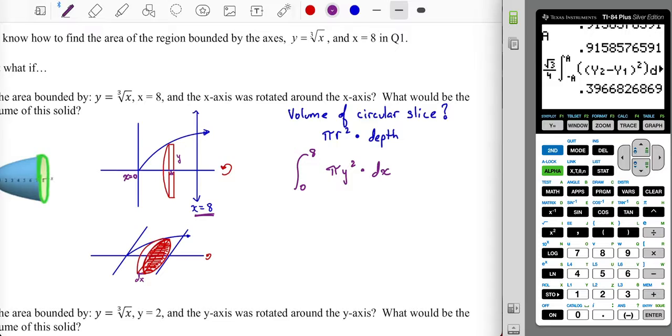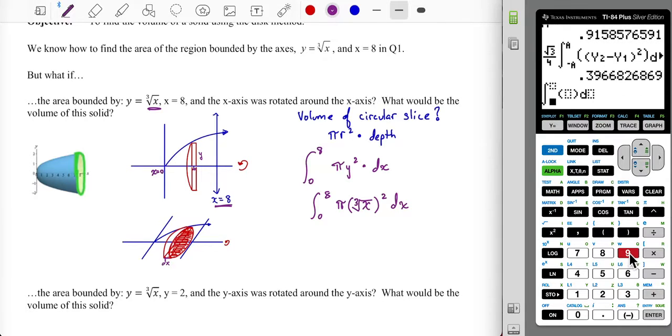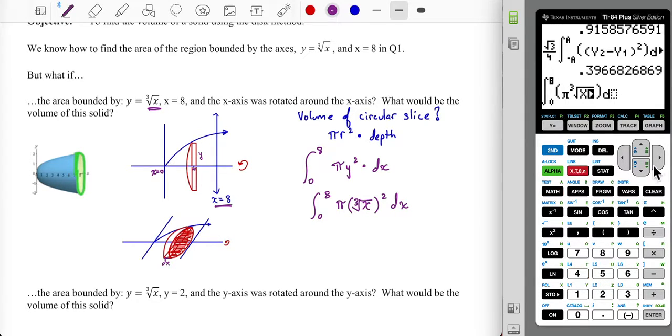Knowing that y is equal to the cube root of x, we could say from 0 to 8, pi times the cube root of x, squared, dx. And if we evaluate that integral, we'll have our volume. So in the calculator, math 9, from 0 to 8, pi, cube root, pop in the x.